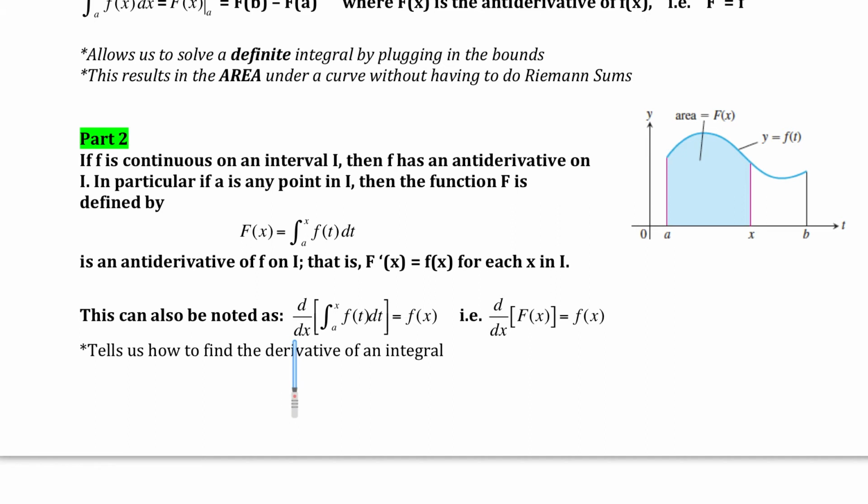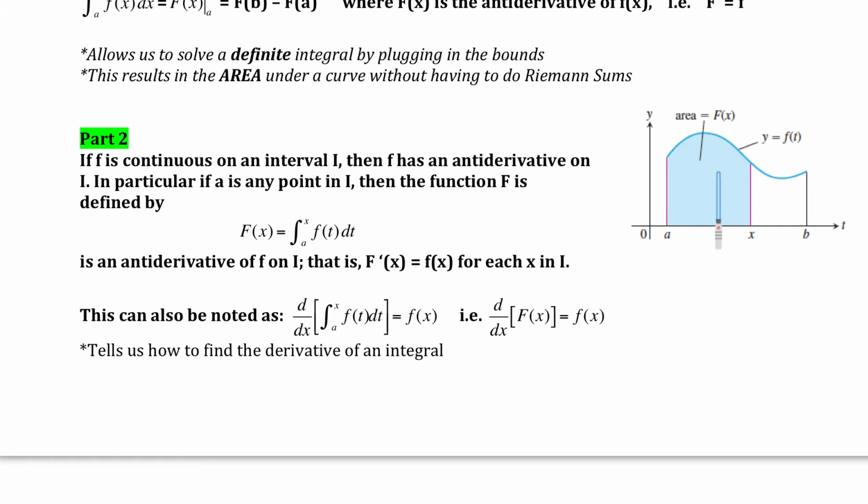So we can note this as the derivative with respect to x of the integral is the original, because the derivative and the integral undo each other. So part 2 just tells me that the derivative and the integral undo each other. So the derivative of the original, capital F of x, will give me the little f of x.